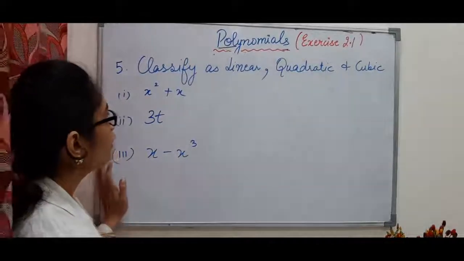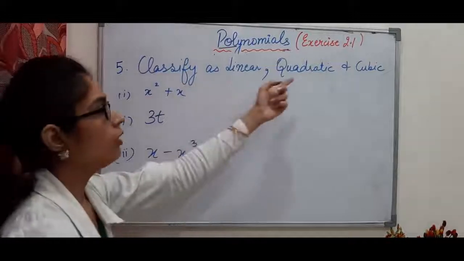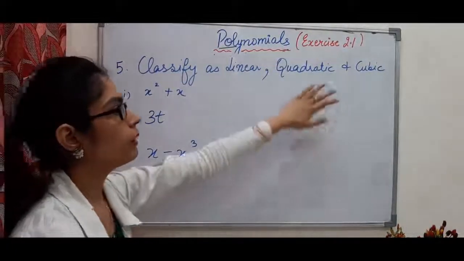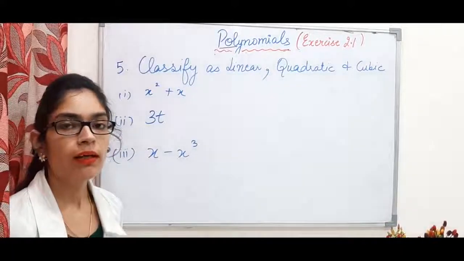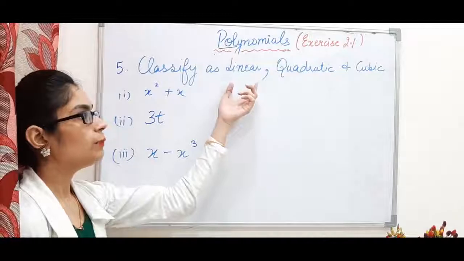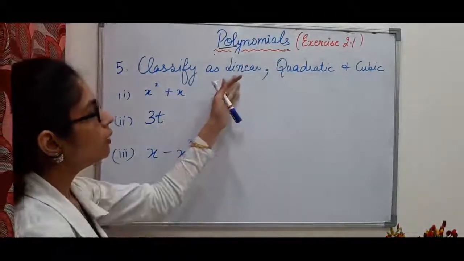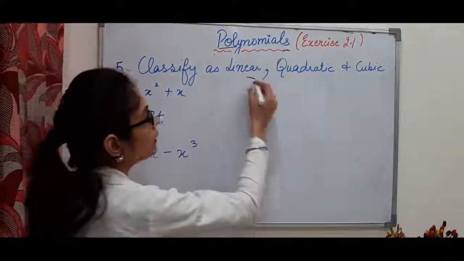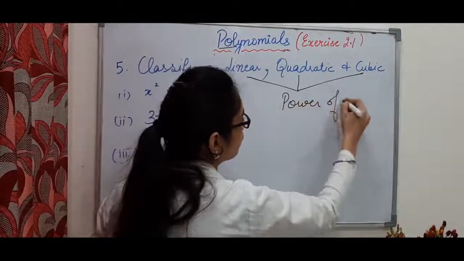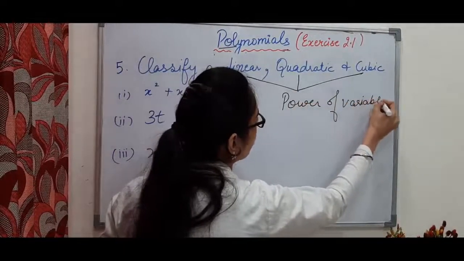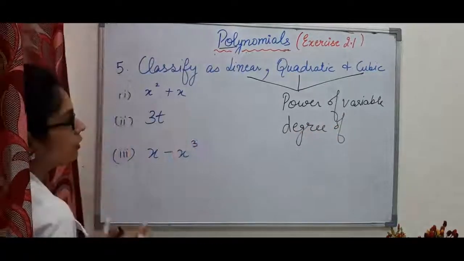In the last question, you have to describe which of the given expressions is a linear polynomial, which is a quadratic polynomial, and which one is cubic. So 7 parts are there, only 3 I am doing here, and you can refer to the types and try to do the remaining parts. Now let's start. Linear, quadratic and cubic are related to the power of the variable, or we can say the highest degree of the variable. So let's see the first one.